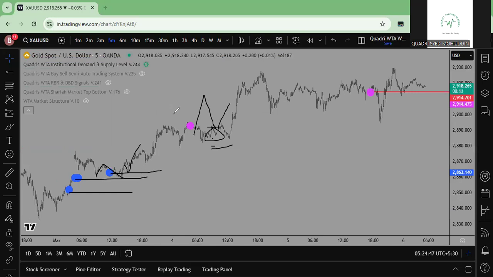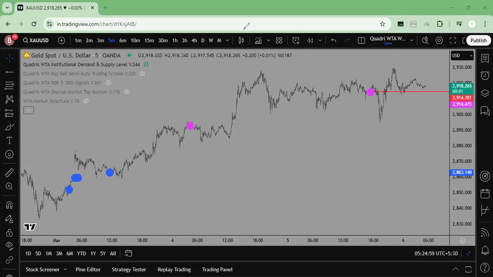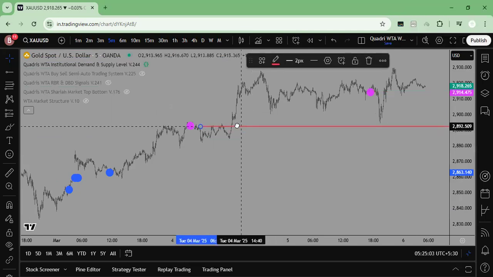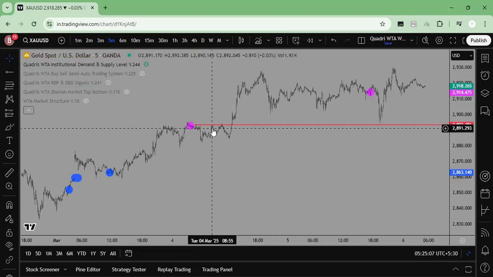So sometimes we get a clear touch. Sometimes it misses by a few points. So again, what is advisable is you play around, draw the lines and draw the levels and do the trading accordingly. Like for example, this was a wonderful sell setup for us.